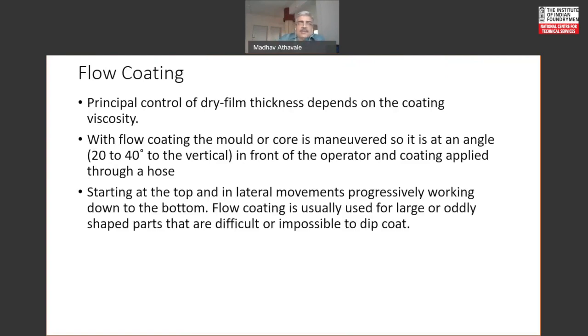Now, when you're coating, you will start at the top and then move the hose laterally, and progressively come down from top to the back.